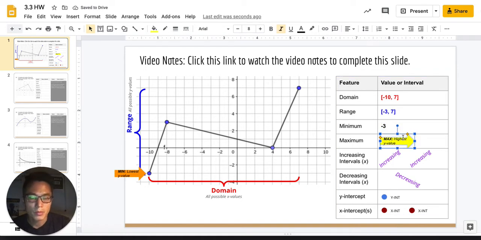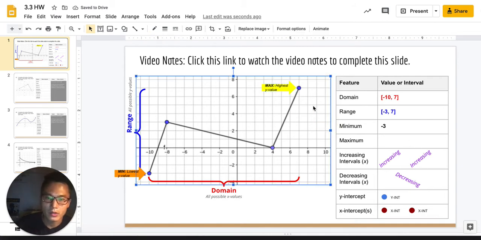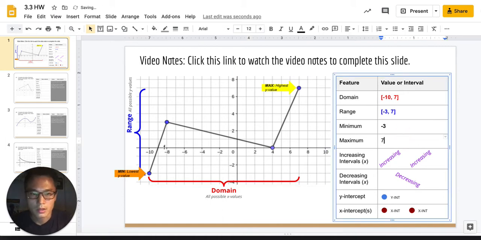And the maximum would be the opposite of that. What is the highest point? And in this graph, the highest point, the peak, is going to be right here. And we want y values again, and so that y value of this point up here is 7. So I'm going to put 7 there. And notice that the minimum and maximum values are the same two numbers in my range.